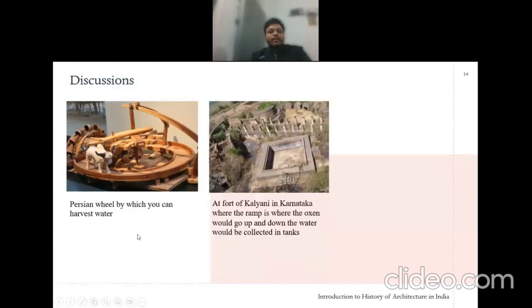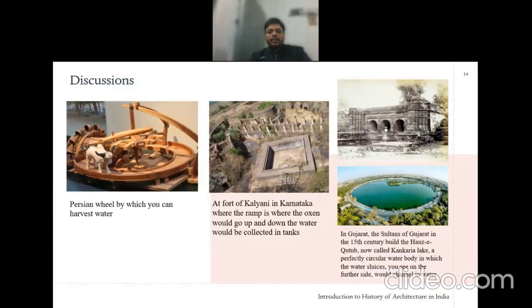Then other water systems, like you can see in the fort of Kalyani in Karnataka, where a ramp was built. So this is the ramp, and through this ramp the water used to come and collect in this water tank.